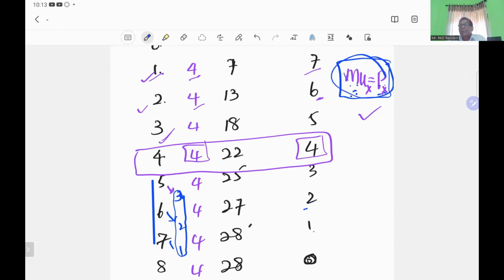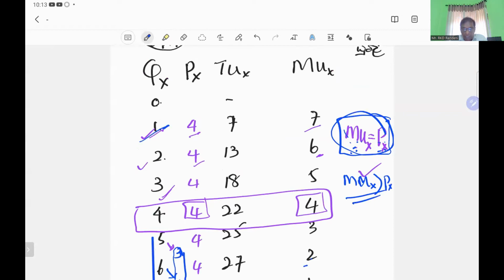This is the equilibrium condition. The consumer is always comparing the price of X and the marginal utility of X. When the marginal utility of X is higher than the price of X, definitely he will buy the unit. Right?